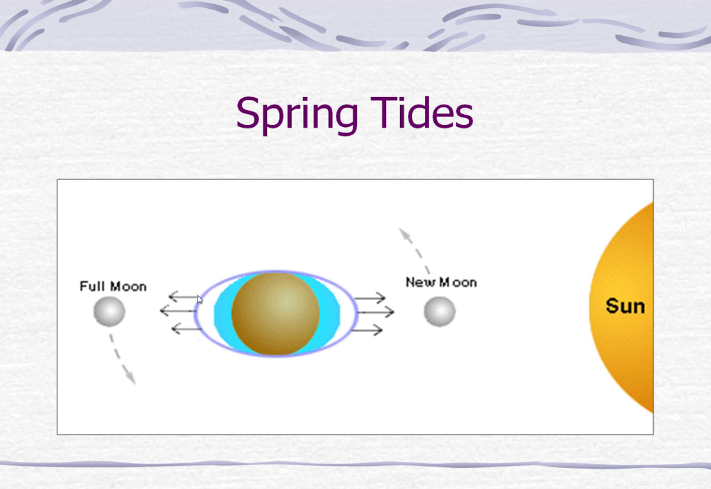The moon, whether it's at new or full, is pulling to the left and right, and the sun is pulling also to the left and right. So since the sun and moon are pulling together, they create much higher highs and therefore, of course, lower lows.